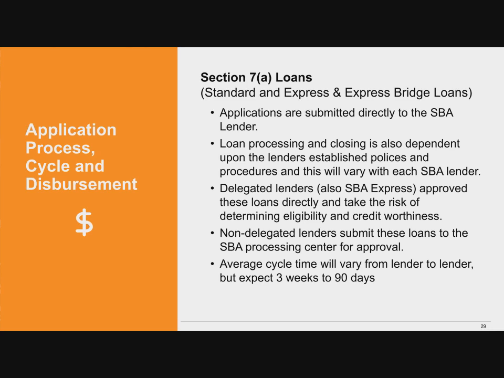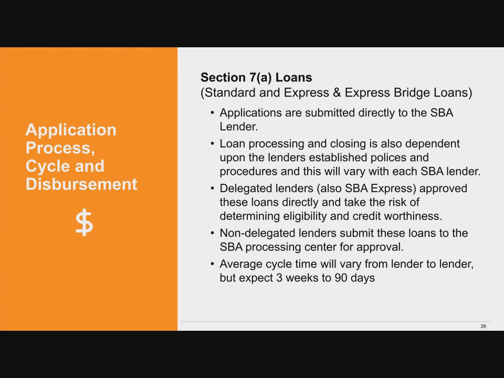The SBA is going to require those documents that we outlined earlier, the personal financial statement 413, the 1919 and the 1920. But each lender is going to have their own credit criteria and their own risk profile and their own delivery system. Some lenders that do 1, 2, 3 loans a year, the delivery system is going to be less efficient than those larger shops that do tens of millions of dollars a year. So this, again, is a very lender-driven process.